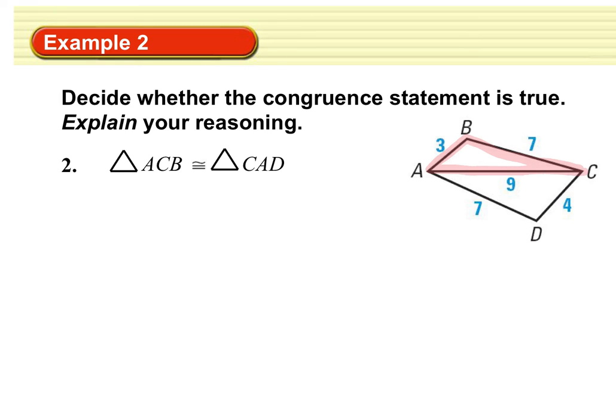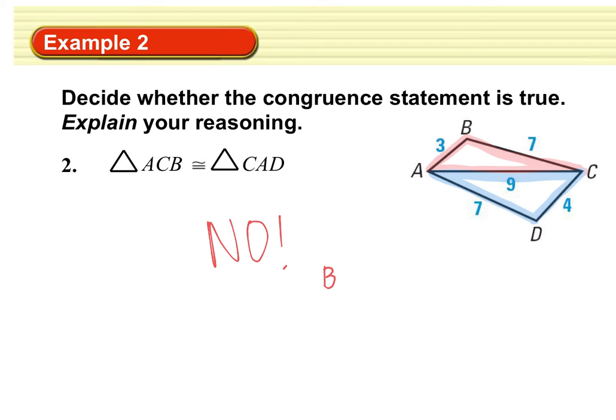Is ABC congruent to CAD? Wait, hold on. A, C. Xavier? No. Why not? Because DC and BA are not congruent. Correct. Wait, repeat. Those are congruent? One says 4, one says 3. Oh, that's CD and AB. I said DCAB. Oh, you did? My bad.